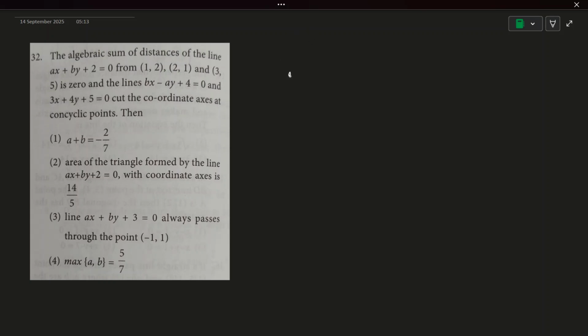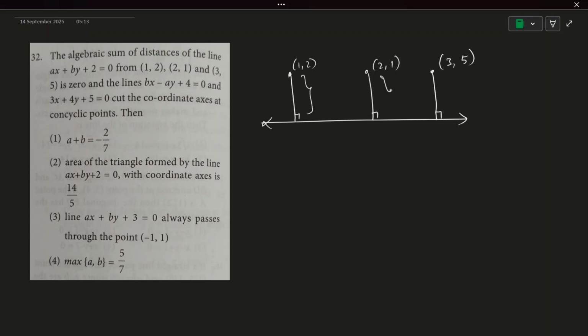Here he has given these points: (1, 2), (2, 1) and (3, 5). So we take the sum of the distances from these points to this line. See, we are going to draw the perpendiculars like this, and find these perpendicular distances from these points to the line. So the algebraic sum of the distances is 0.